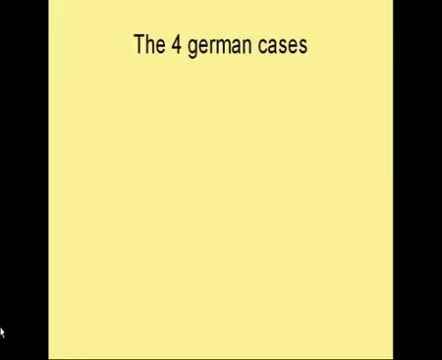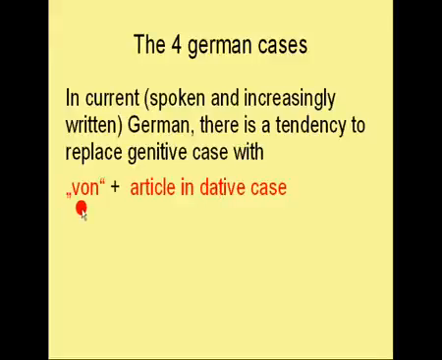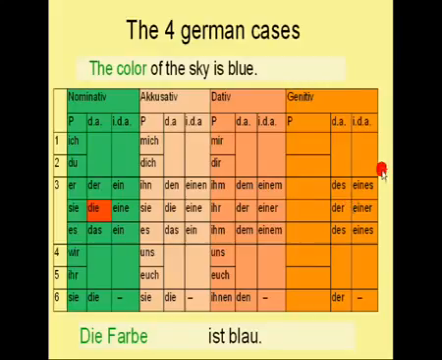And another very important rule that you need to know about the genitive case is that in current, spoken and increasingly also written German, there is a tendency to replace the genitive case with the preposition von plus the article in the dative case. This is not proper though, but it's used very often, and it's good for you to know how to build it, so that you understand the people when they are talking to you. Let me show you this based on an example.